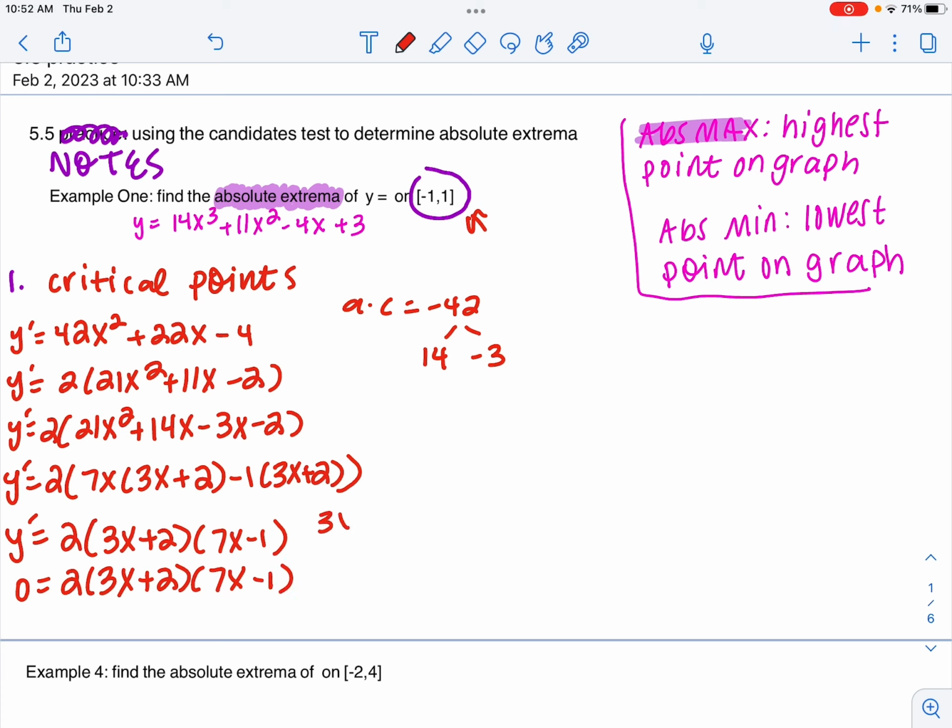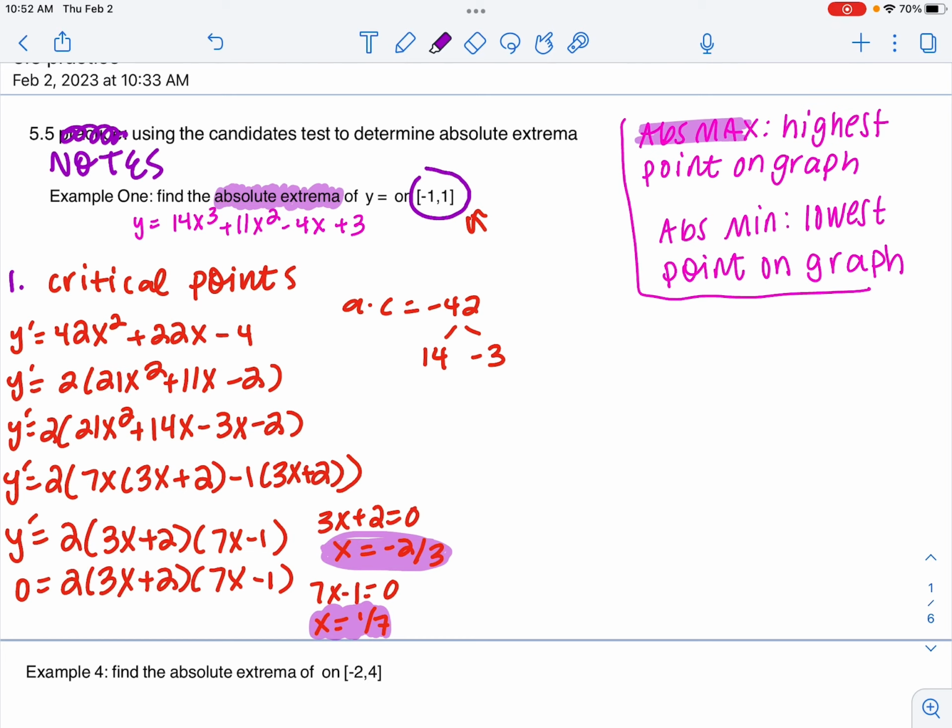I would have 3x plus 2 equals 0, so x equals -2/3, and then I would have 7x minus 1 equals 0, and I'd get x equals 1/7. So I have two critical points, one at x equals 1/7 and the other at x equals -2/3. And those are places where there could be possible extrema, therefore possible relative min or max. I'm not going to use the sign test to figure out if they're maxes or mins, because it'll be pretty obvious once we do our next step which one's the highest and which one's the lowest.